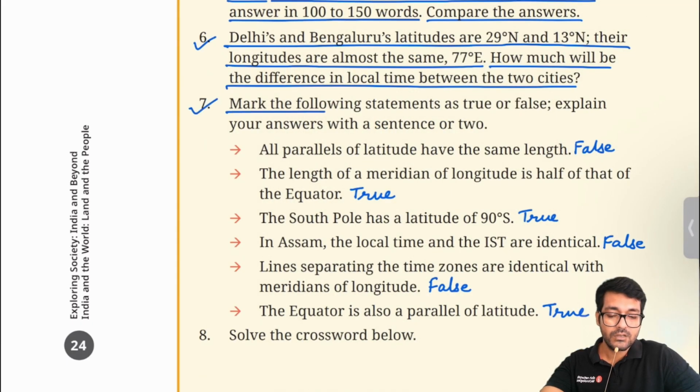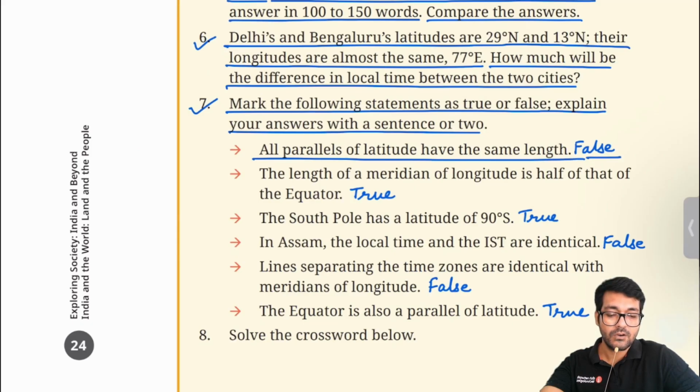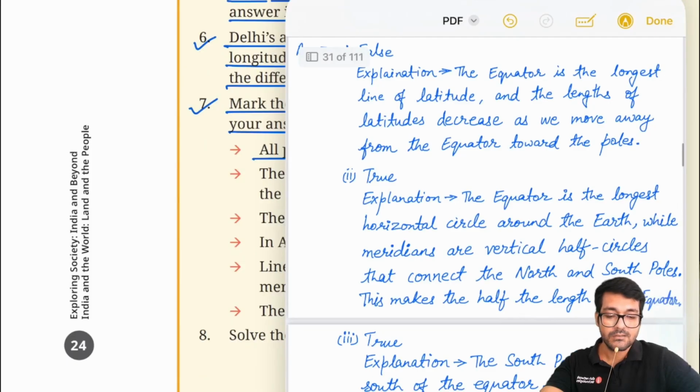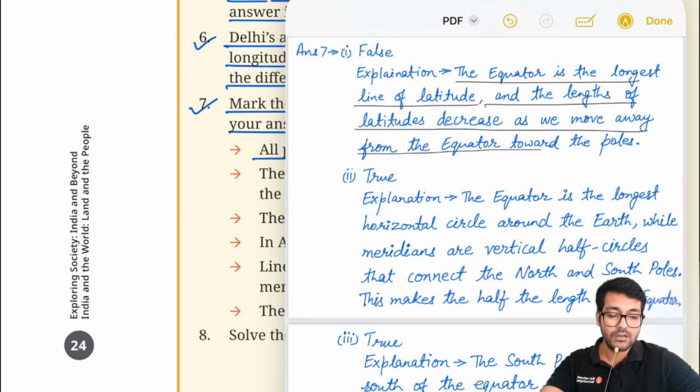7. Mark the following statements as true or false. Explain your answers with a sentence or two. All parallels of latitude have the same length. This statement is false. Explanation: The equator is the longest line of latitude, and the lengths of latitudes decrease as we move away from the equator toward the poles.